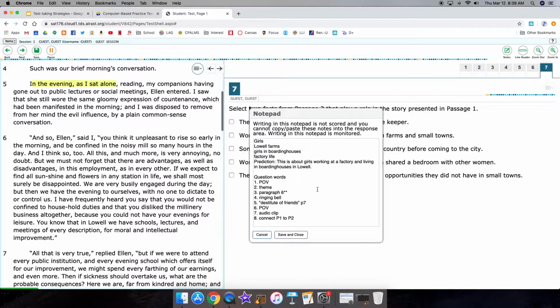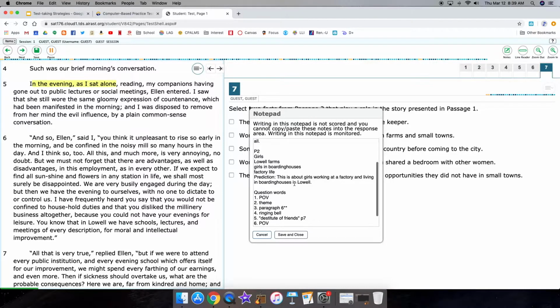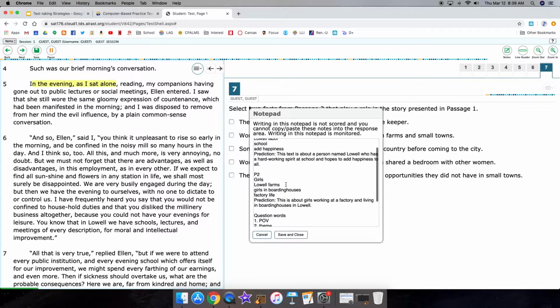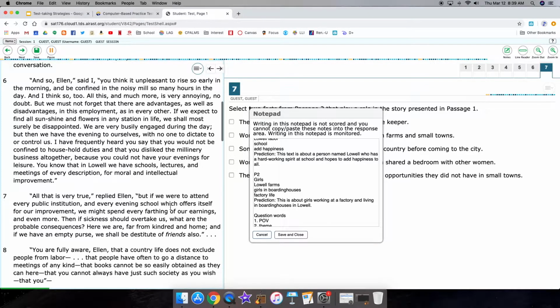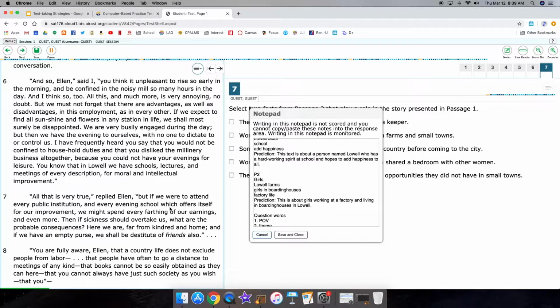So I'm connecting that my projection for passage 2 was about living in a boarding house, and my prediction for passage 1 was about school. So now I'm thinking these girls live in a boarding house and there's schools, but they're also working in a mill. So I'm just checking in with my thinking as I'm going. That's what your students need to do. They need to check in.